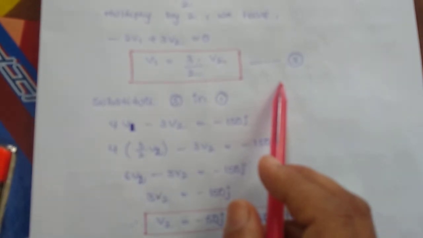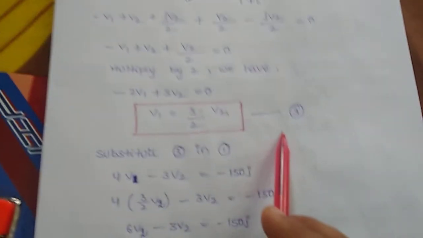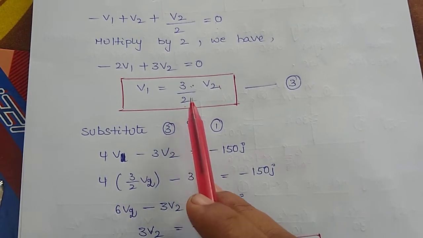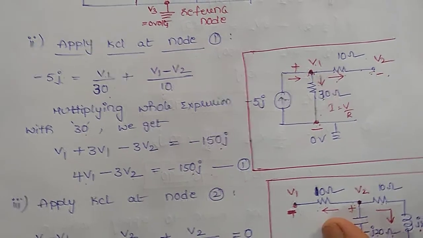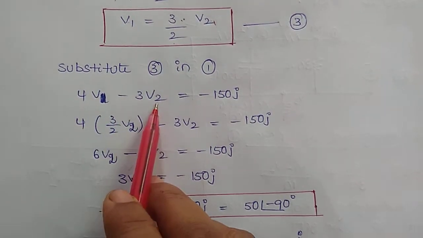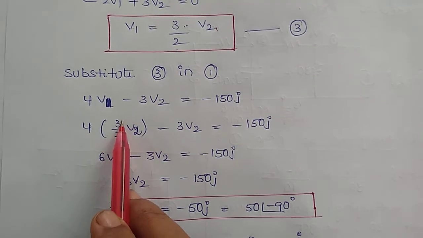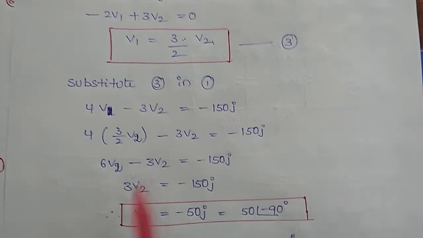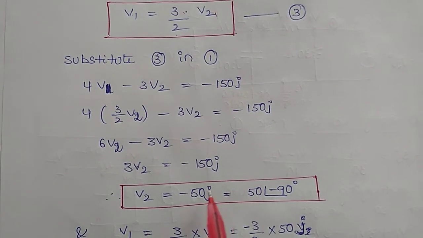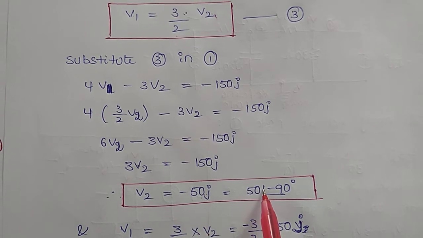Then after substituting the third equation in the first equation, what is our first KCL equation? 4V1 minus 3V2 is equal to minus 150. So this is our first equation. In this I am going to substitute the third equation. So 4 multiplied by, instead of V1 I have 3 by 2 V2, just I am going to substitute here. After simplification I got V2 is equal to 50j. 50j is nothing but in polar form it is 50 at an angle minus 90.